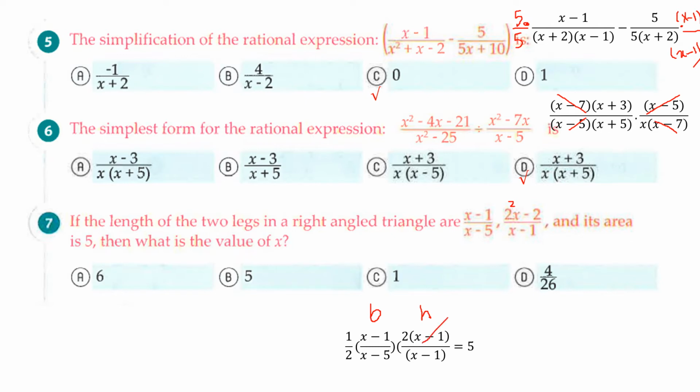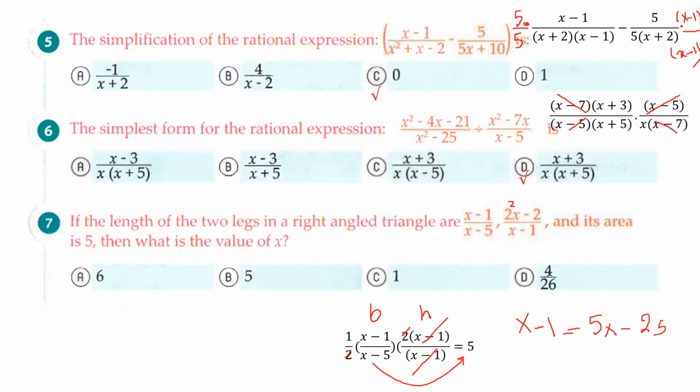I took the greatest common factor from these two. Now I can cancel x minus 1 with x minus 1 and cancel the 2 with the 2, right? And I can take x minus 5 as a multiplication over here. So you're going to end up with x minus 1 equals 5x minus 25, right? 5x, I'm distributing the 5 on the x minus 5, minus 25.